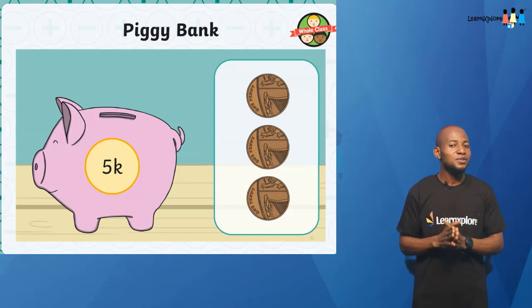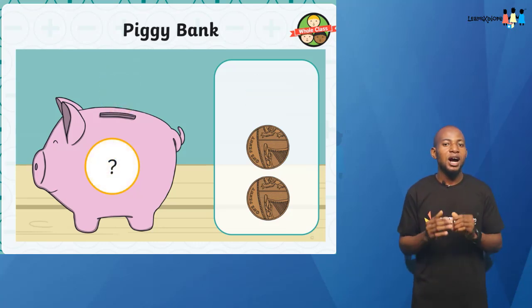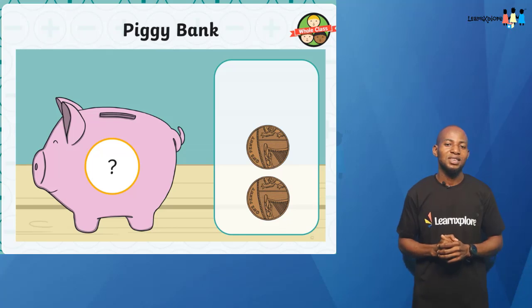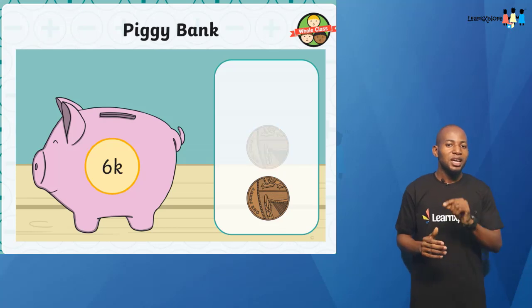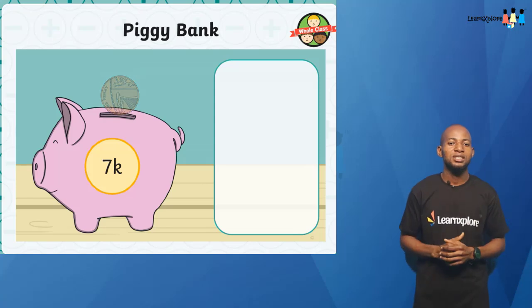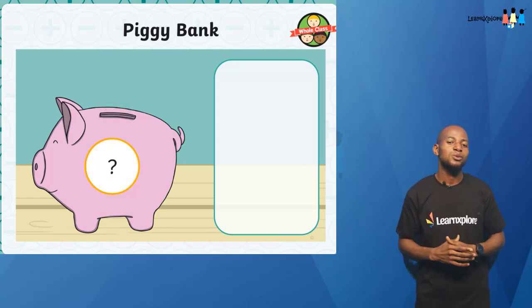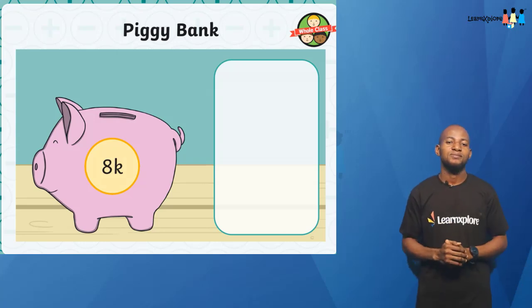This is 5 kobo. Now, a kobo is in. How much is it now? That is 6 kobo. A penny is in. How much is it now? That is 7 kobo. A kobo is in. How much is it now? That is 8 kobo.